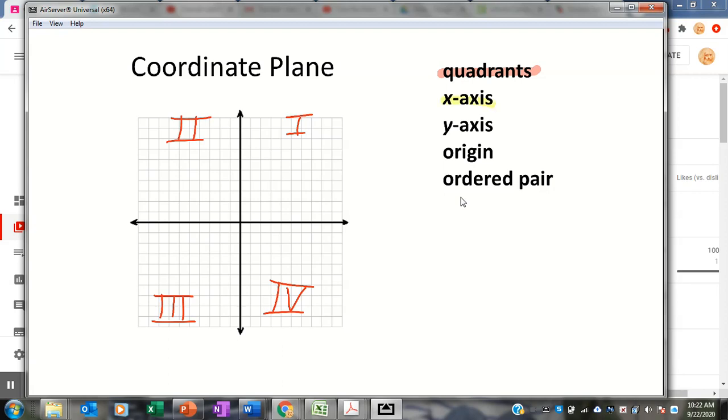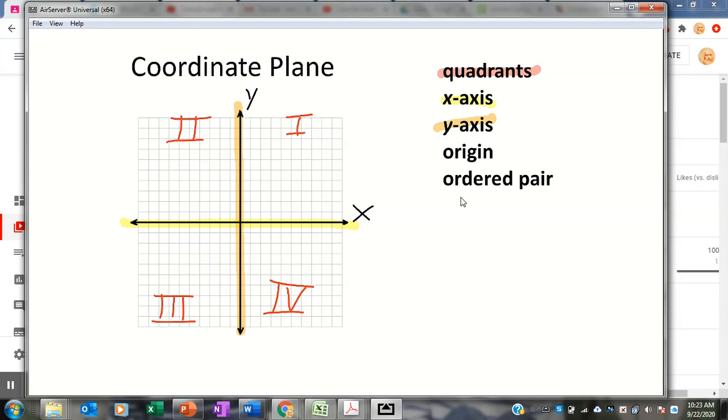Followed by the quadrants, the axes. So here is the x-axis. You can see I highlighted it in yellow. So that right there is our x-axis, and I'm going to write a little x right there. Following the x-axis, we also have a y-axis. So the y-axis is going to be the one that goes up and down like that, and I'm going to label that as the y-axis.